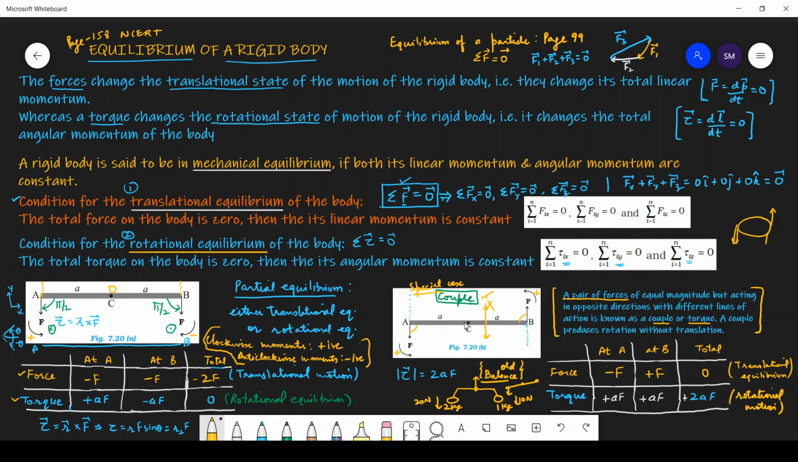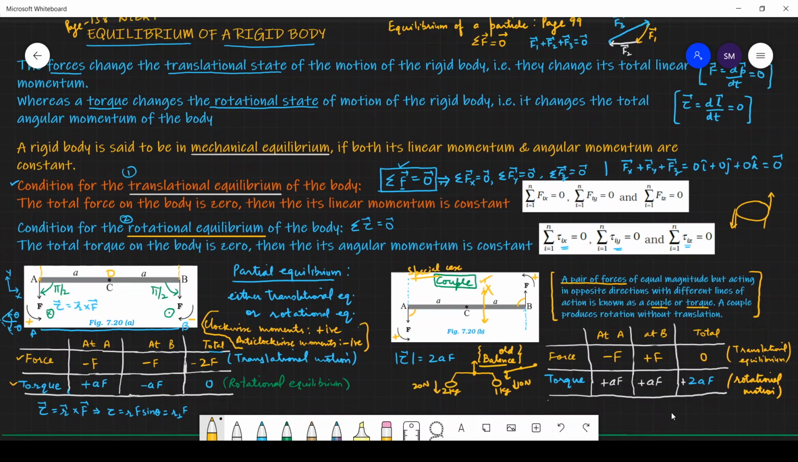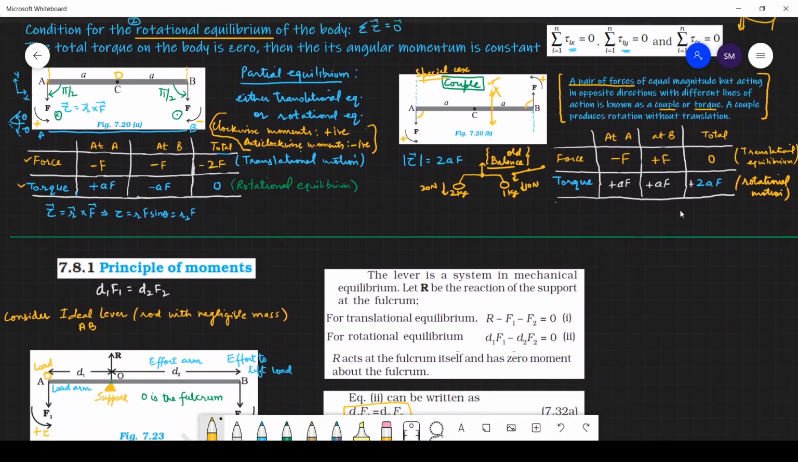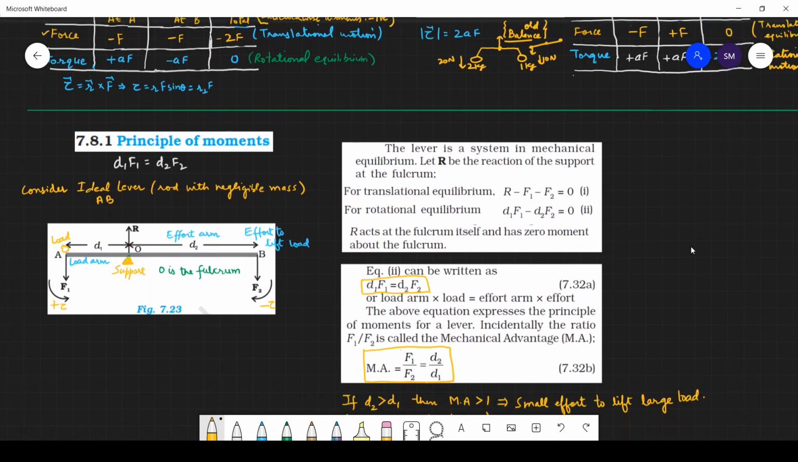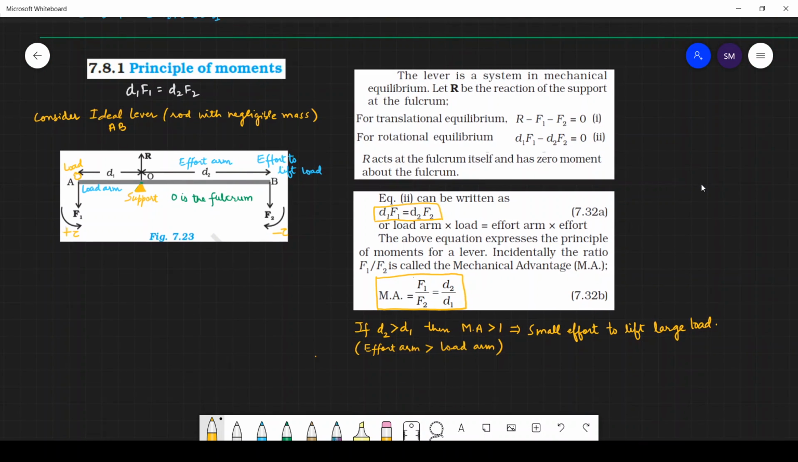So that's the case of the couple, which means equal and opposite forces along different lines of action. So we get a couple. Got it? Any doubt? Okay. Now let us do one example based on it.